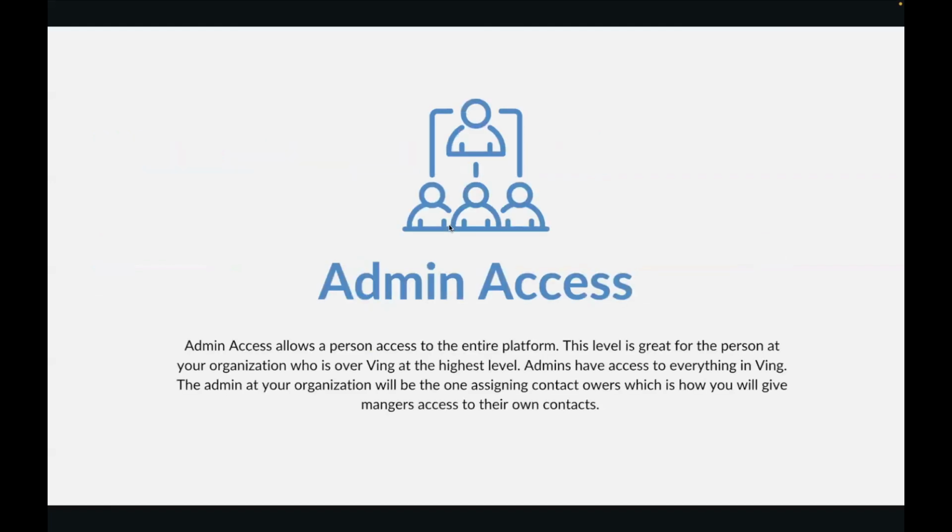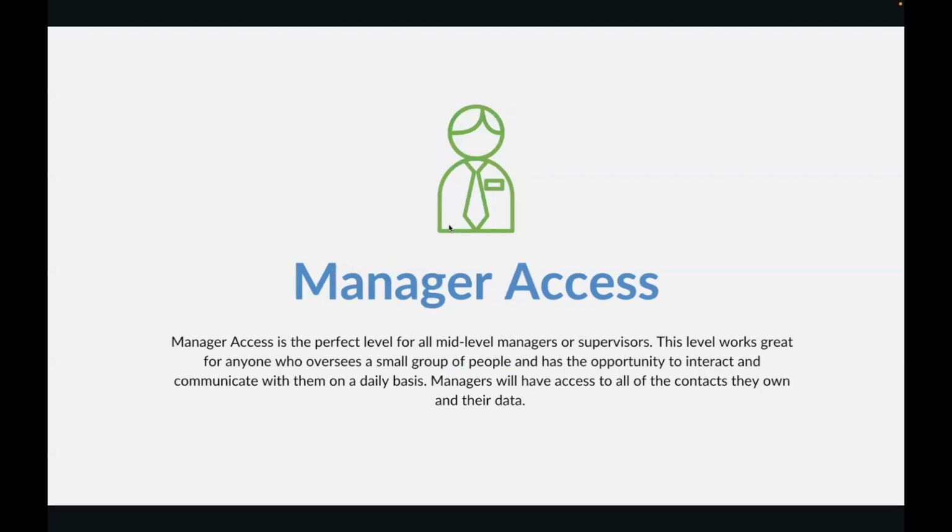So first up is our admin access. Admin access is staying the same. It allows a person to see the entire platform. So this is the person at your organization who needs to see everything. They're kind of the umbrella. They're the person who is in charge of Ving, right? The person who's taking ownership of the safety program. They need to see all of the courses and all of the people and all of the checklists, and they want analytics on all of them. This admin is also going to be responsible for giving managers access to certain contacts.